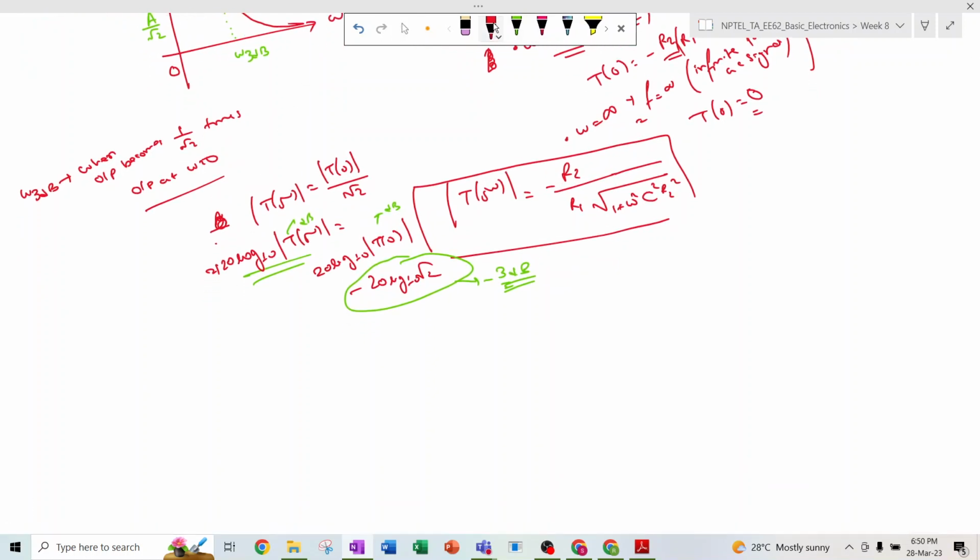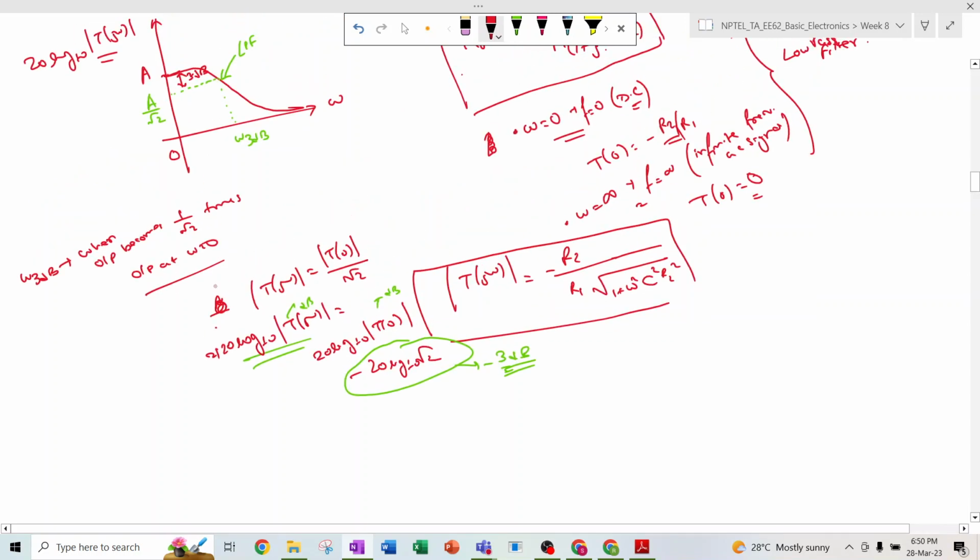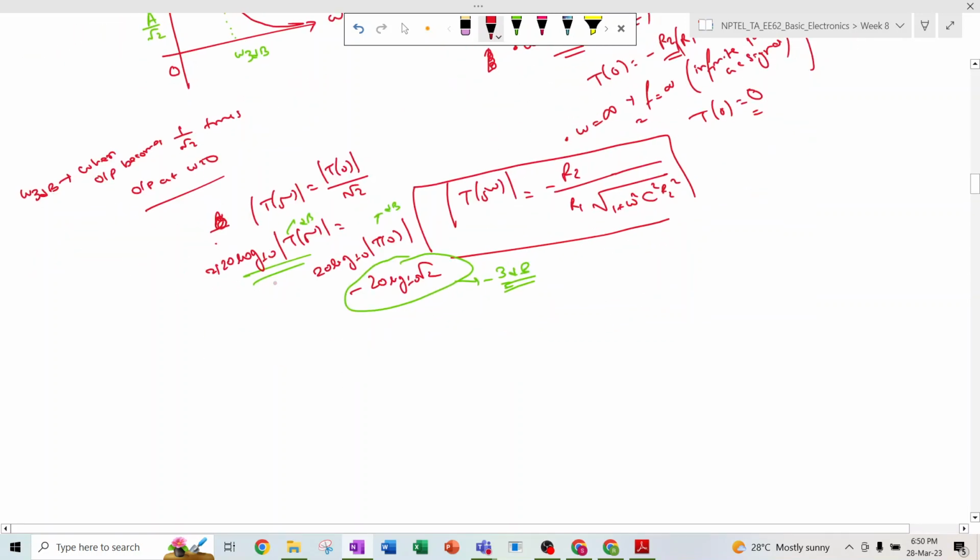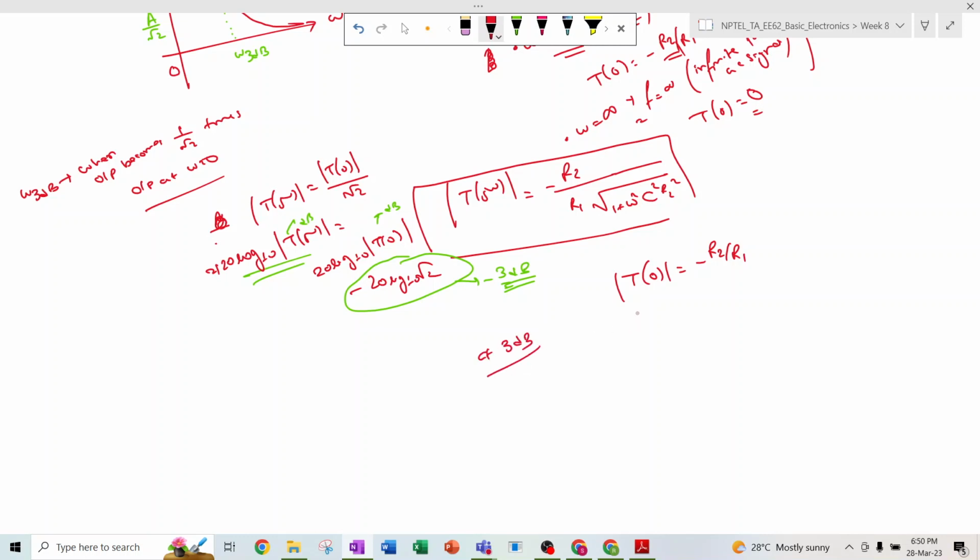So what will be the output? At T0, the output is minus R2 divided by R1. So this is the output. Now at 3 dB, mod of T of j omega will be minus R2 by R1 divided by root over 2.